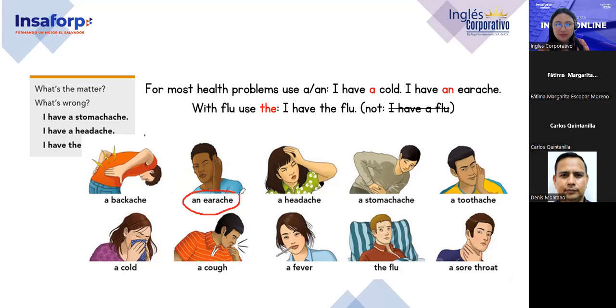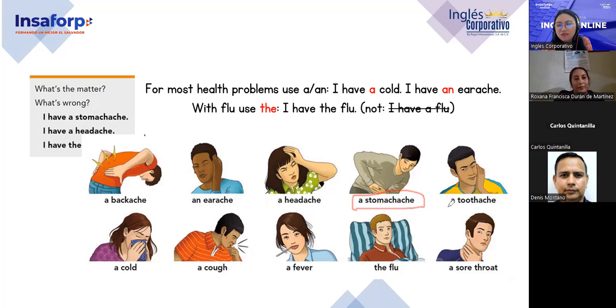Imagínense esto, an earache. Pero si queremos mencionar en sí la enfermedad, porque ese es el dolor, an earache. ¿Qué podríamos decir? Why do you have an earache? Probably an infection, right? Infection. De ahí se deriva este tipo de vocabulario, ya el nombre de la enfermedad. I have a headache. Why do you have a headache? ¿Por qué te duele la cabeza? I have a cold, probably. Perfect. I have a stomachache. Me duele el estómago. Why? I have a fever. I have diarrhea. I have an infection, probably. Para que vean, que comparar el dolor con la enfermedad.